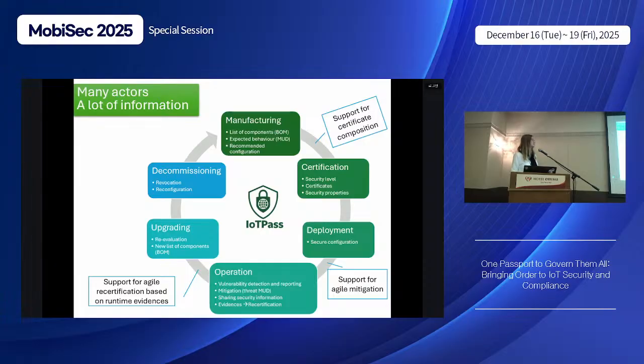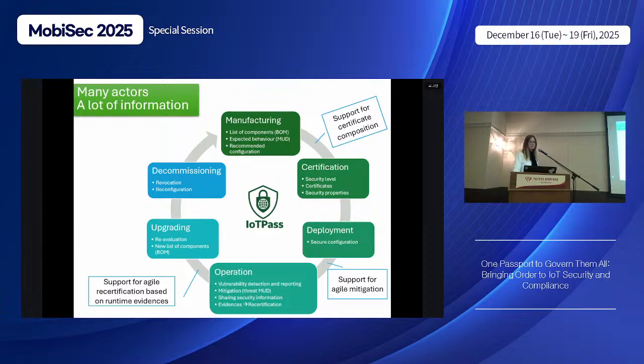And also we can support agile mitigation. If someone detects a vulnerability, the manufacturer can release a mitigation, and the mitigation can go over the passport to the operational phase, to the operator, to enforce this mitigation in the operational context.